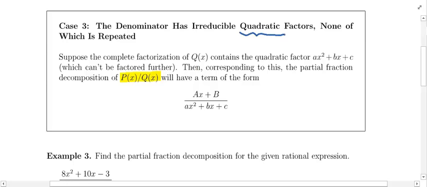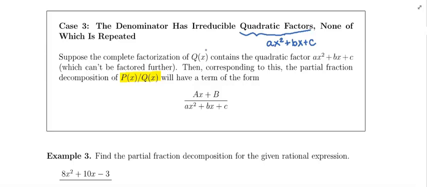If it's a quadratic factor, your factor is going to have the form ax squared plus bx plus c. It is going to be irreducible, meaning you cannot break it down any further. It doesn't factor any further. So you're going to have a quadratic irreducible factor, and none of them are repeated. Now we're getting into this situation. Keep in mind, even though you have a quadratic factor in the denominator, you can still have a linear factor as well. Things are starting to mix.